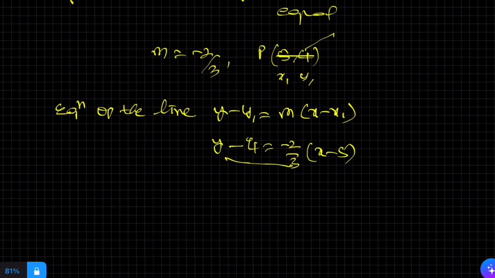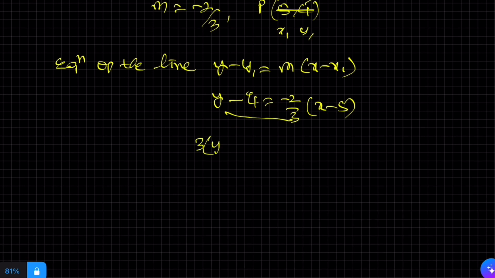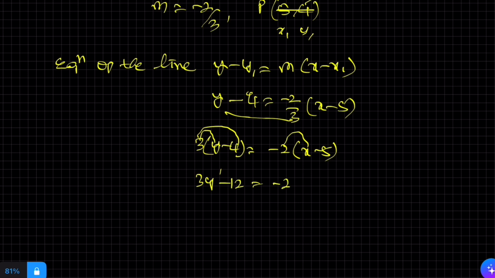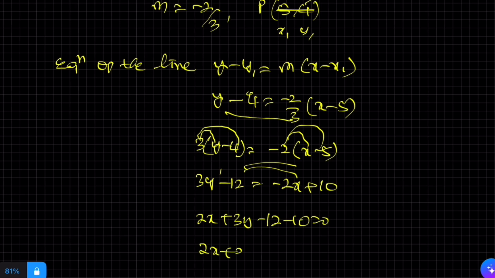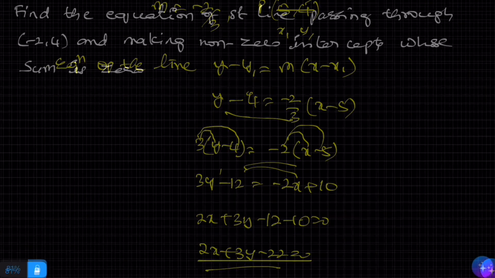Shifting the 3 to this side, we get 3 into y minus 4 equal to minus 2 into x minus 5. Let me simplify. 3 into y is 3y, 3 into minus 4 is minus 12, equal to minus 2 into x is minus 2x, and minus into minus is plus, 2 fives are 10. Let me shift everything to this side. So 2x plus 3y minus 12 minus 10 equals 0, so 2x plus 3y minus 22 equals 0. This is the equation of the required straight line.